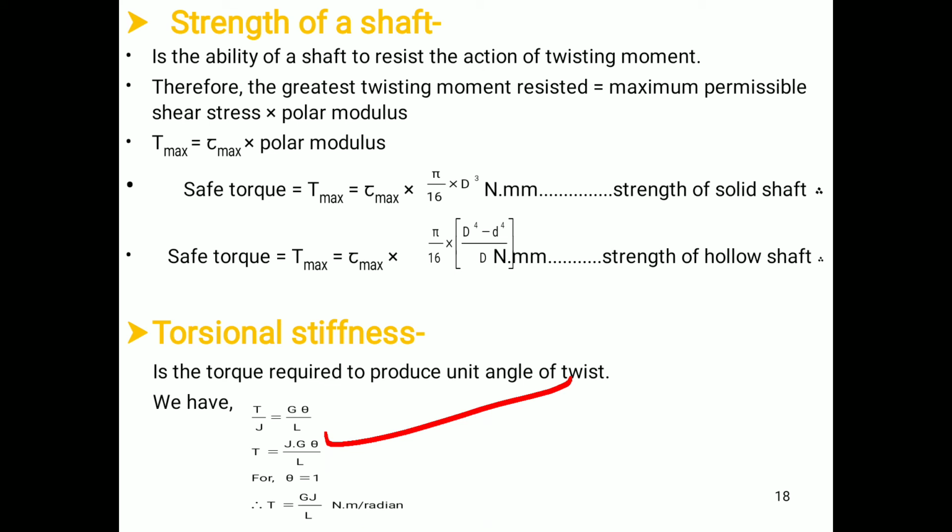So the torsional stiffness is given by GJ upon L, and its unit is Newton meter per radian, because if you put the value of G, that is Newton per mm square, J, the polar moment of inertia, and the next one is L. So it will become Newton meter per radian. So the unit is Newton meter per radian.